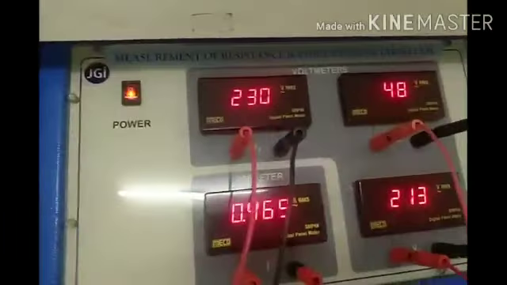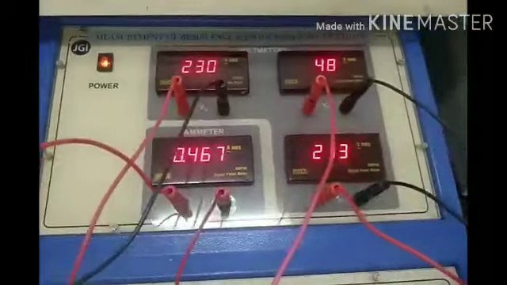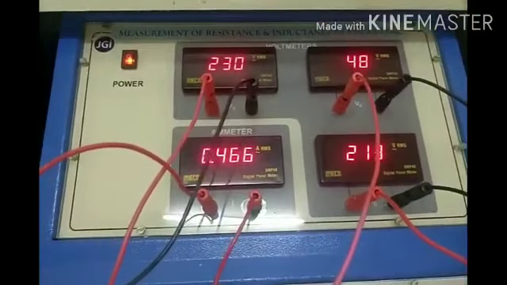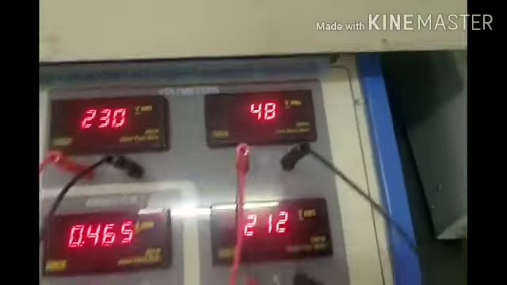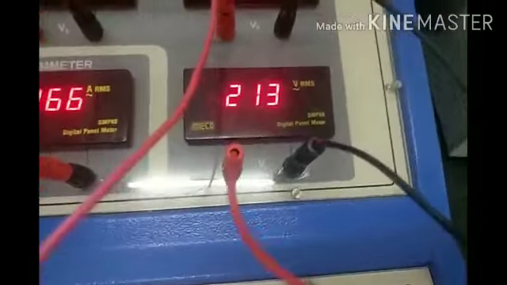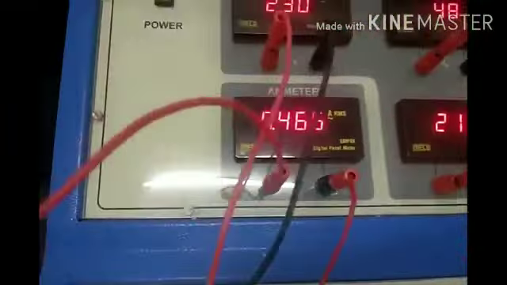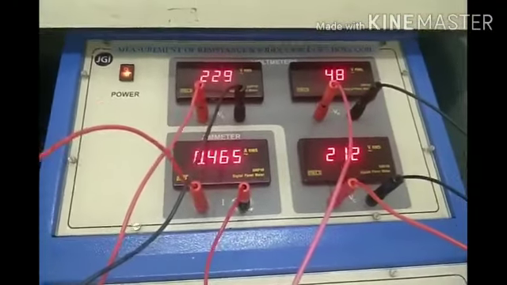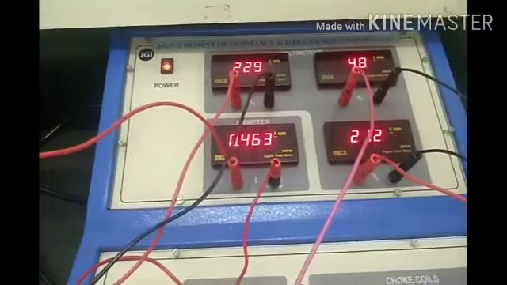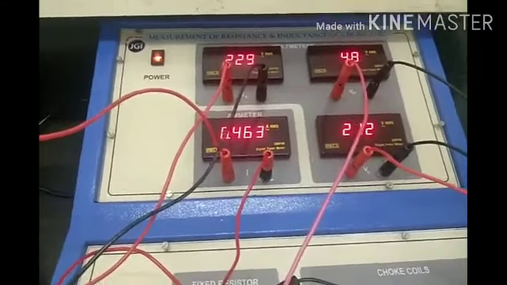So it is 230 volt now, and these are the readings of the voltages and currents. Voltage across resistor is this, voltage across the choke coil is this, and this is the current reading. So this again we are taking into the observation table, and we are putting it by plotting and then calculating the values.